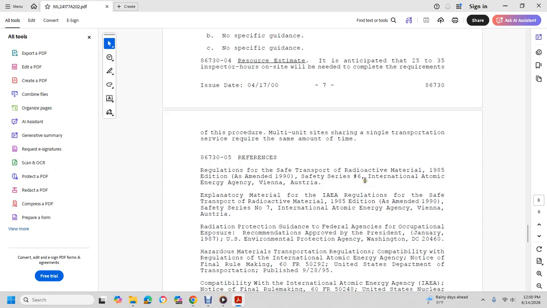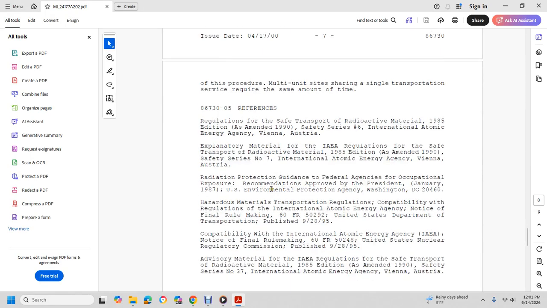Of the regulation, Safety Transportation Radioactive Material 1985, Safety Series 6, International Atomic Energy Agency, Vienna, Austria, explanatory material with the IAEA regulation, Safety Transport Radioactive Material 1985, International Atomic Energy Agency, Vienna, Austria. Radiation protection guidance, federal agency, occupational, resource recommendation approved by the President of the U.S. Environmental Protection Agency, Washington, January 1987.